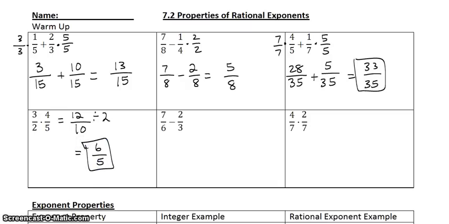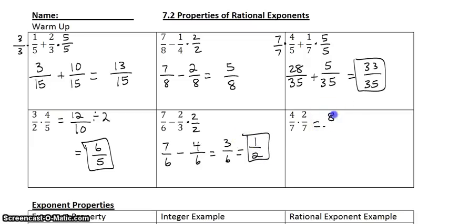This next one is another add or subtract problem. So let's go through this. I'm choosing to have a common denominator of 6, and on top, 2 times 2 is 4. So 7 sixths subtract 4 sixths is 3 sixths. And 3 sixths reduces down to 1 half. Alright, last but not least, 4 sevenths times 2 sevenths, again, multiply straight across, and reduce if you can. So that is a quick review of how to use fractions.